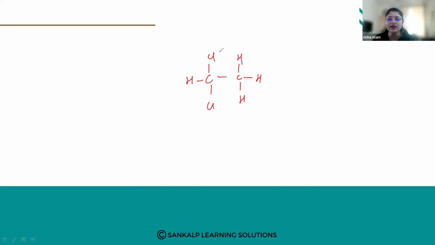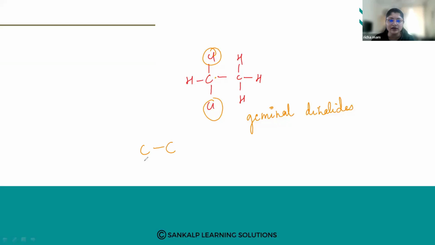Okay, so if the halogen atoms are present on the same carbon, right, then they are called geminal dihalides. Okay, please remember these words. They are called geminal dihalides. Okay, then one more system.